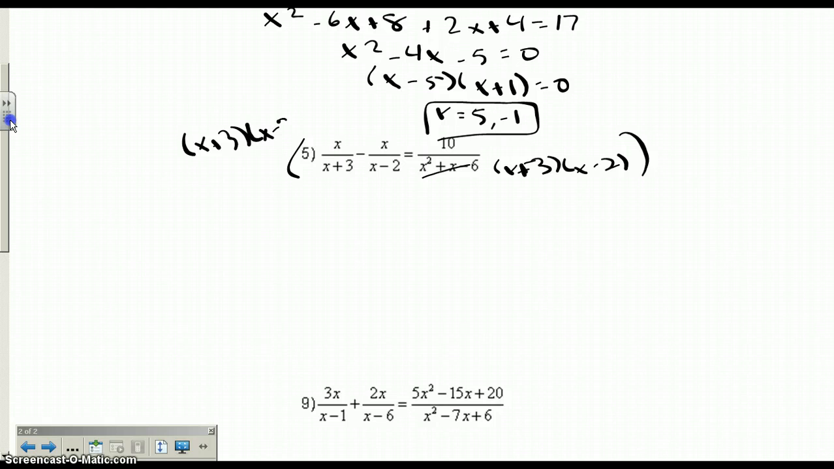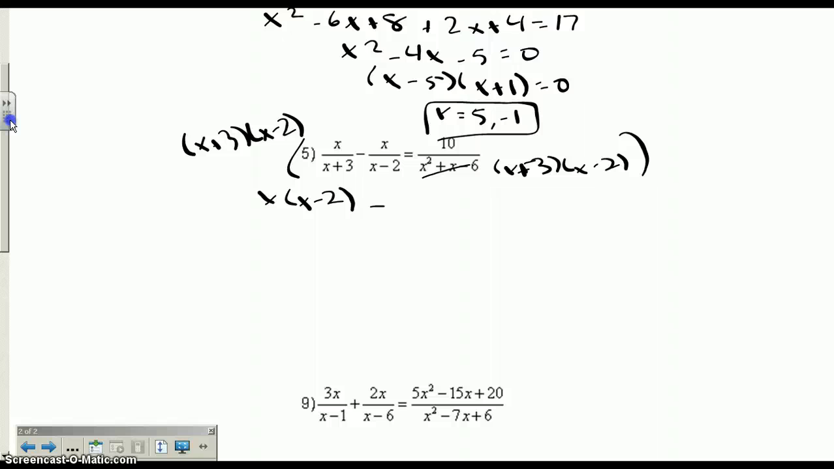And I'm going to multiply each of my terms by it. Okay? Now if I multiply the first term by x plus 3 times the quantity x minus 2, the x plus 3's cancel out, and I'm left with x times the quantity x minus 2. Subtraction, and I'll show you why this is going to be so important.